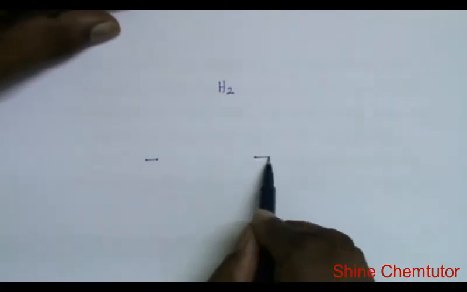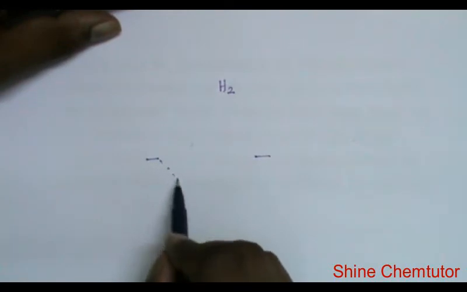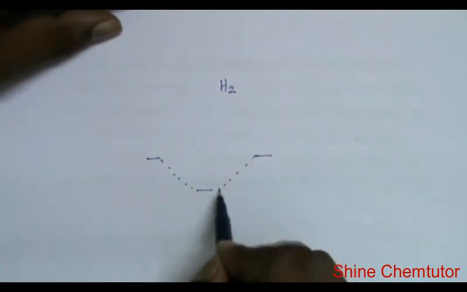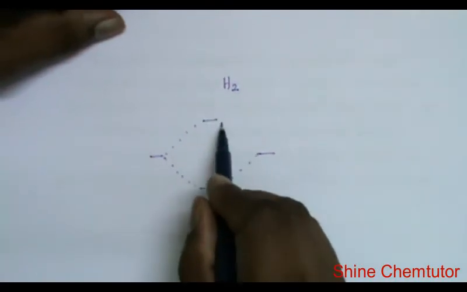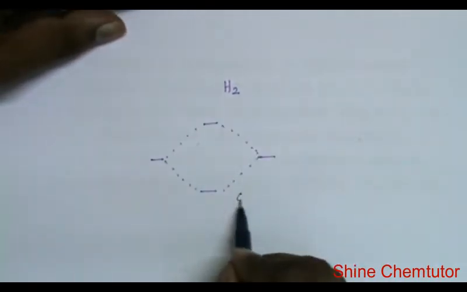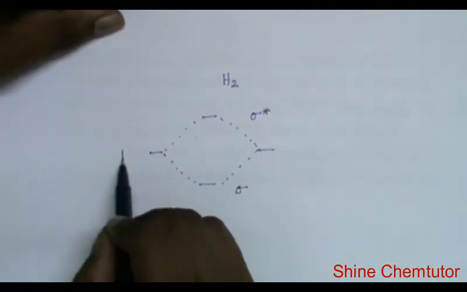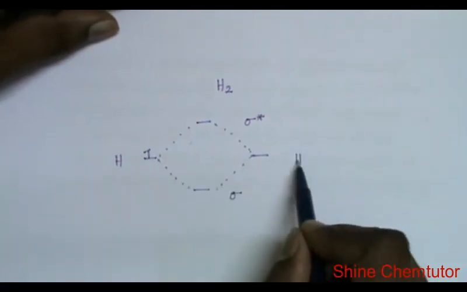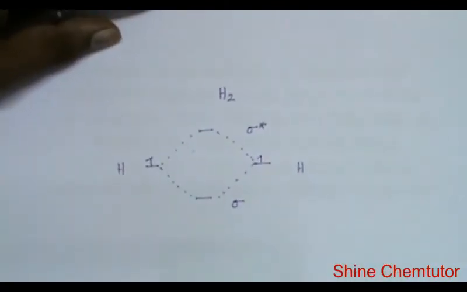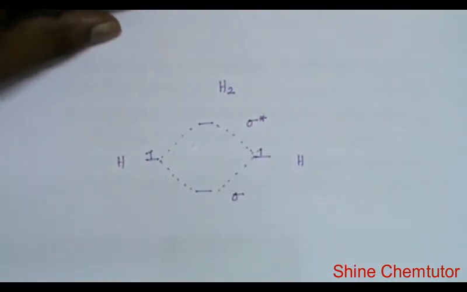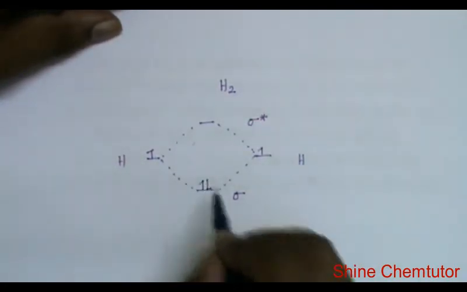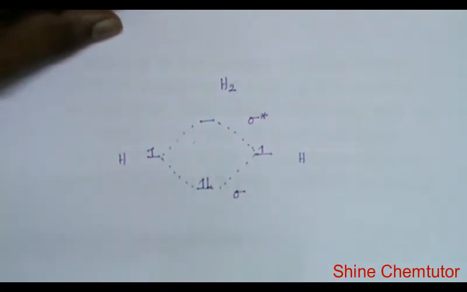Now let us go for hydrogen molecule. They have mentioned first excited state. Two hydrogen atoms combine to give two molecular orbitals. This will be sigma, this will be sigma star. This hydrogen has one electron, this hydrogen also has one electron. So totally there will be two electrons. I have to place the two electrons here. This is the molecular orbital diagram of hydrogen.